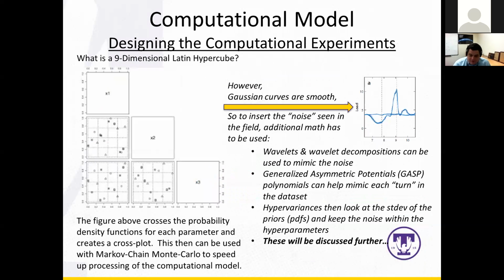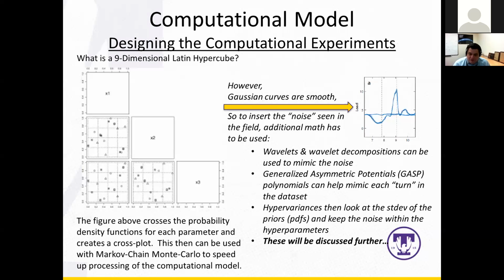So we take that 9-dimensional Latin hypercube, and we cross the probability density functions of each parameter to create a hyperparameter. Then we put that into a Markov chain Monte Carlo. For each of those hyperparameters, which is this cross plot, we have a hypervariance. What we're trying to do is make sure, from the 3-dimensional example, that you stay in the domain that we have real data on. Unfortunately, this approach gives you smooth curves, and we know that field data is very rarely smooth, very rarely ideal.